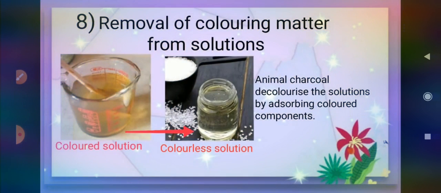Removal of coloring matter from solution. There are many substances such as sugar, juices, vegetable oil which are colored due to the presence of impurities. They can be decolorized by placing them in contact with adsorbents like activated charcoal. So this method is commonly used in the manufacture of sugar from cane sugar.